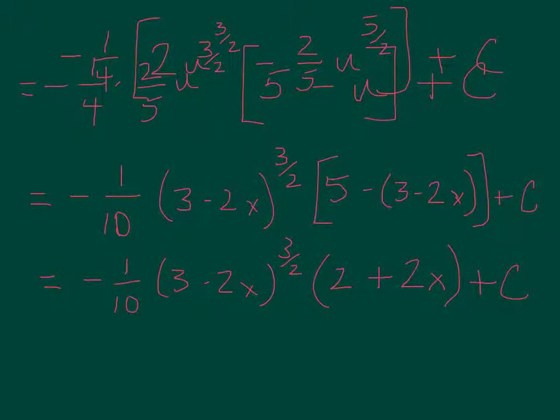And 2 plus 2x, we could factor out a 2 from that and simplify it just a tiny bit more, so negative 1/5, 3 minus 2x to the 3/2 times 1 plus x, or you might even turn that around and say x plus 1.